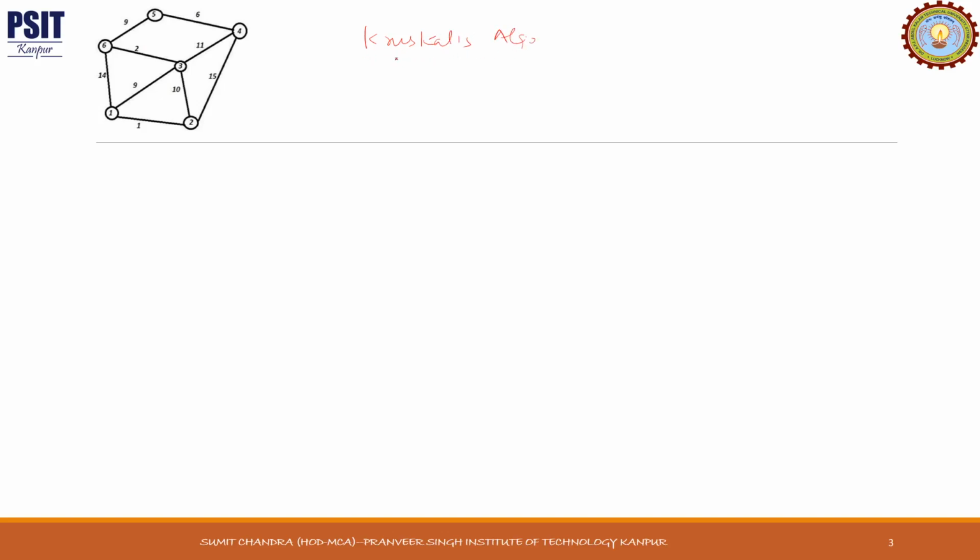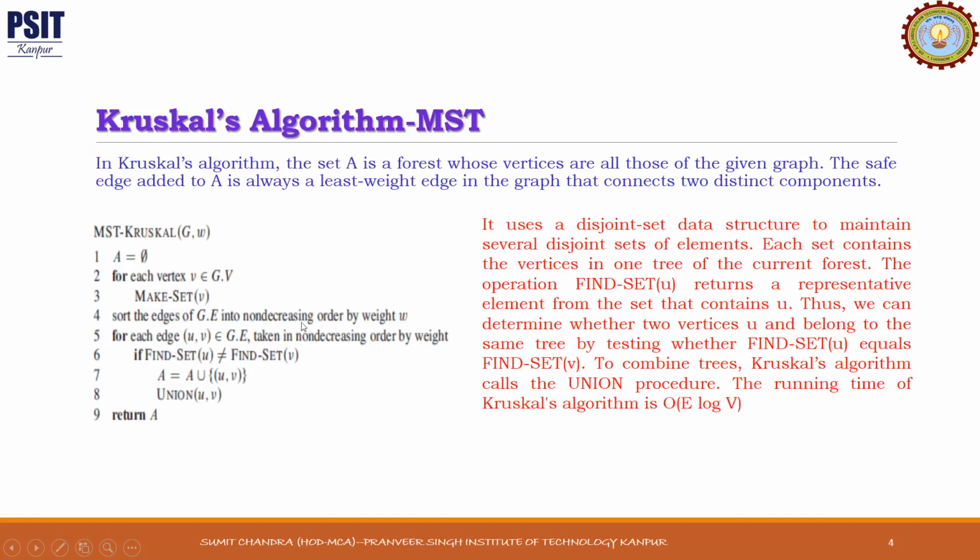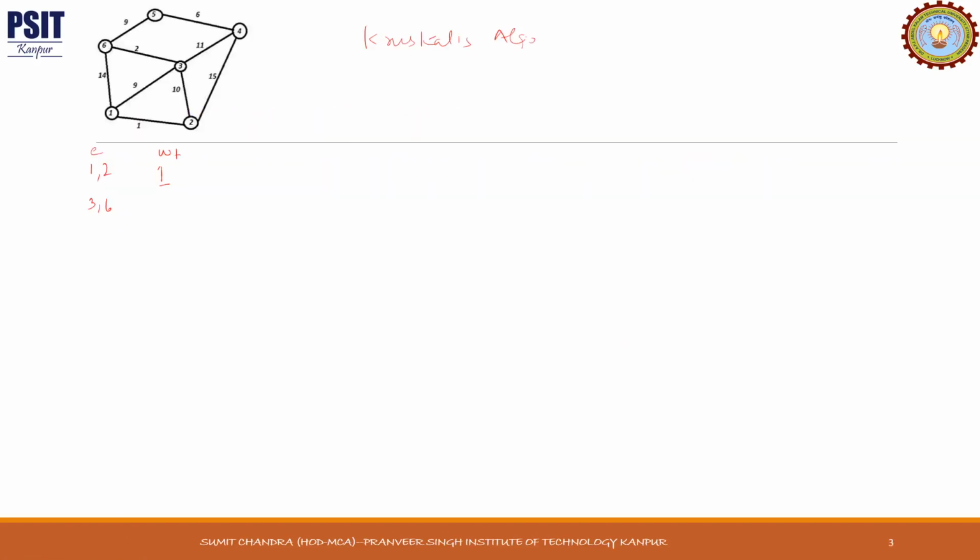It's very simple. What we have to do, first we have to write all the edges in ascending order of their weight. So 1 comma 2, this weight is 1. Then we have 3 comma 6 here, so I will enlarge this a bit. 3 comma 6, weight here is 2. Then next with smallest weight is 4 comma 5, weight is 6.